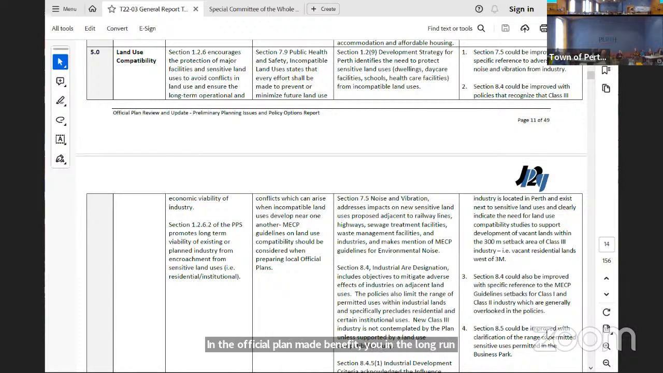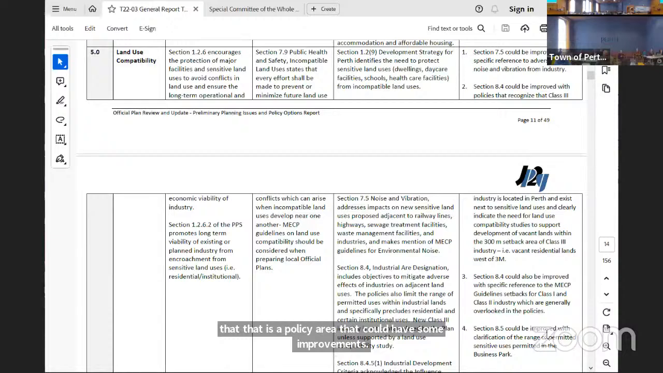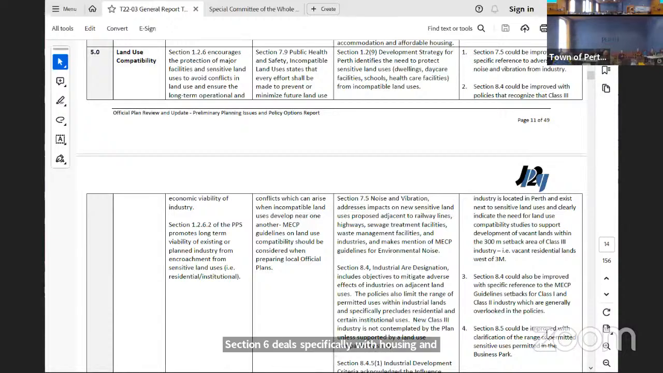I spoke about land use compatibility already. I think that that is a policy area that could have some improvements. Section 6 deals specifically with housing and intensification. I think that you've got very good targets right now for low, medium, and high density and mixing within the community. I think that it's always beneficial to look at those targets and say, yes, we still agree with them, or no, they could be slightly modified. I also strongly believe that there should be a distinction between greenfield density targets and infill and intensification density targets and how we deal with that.